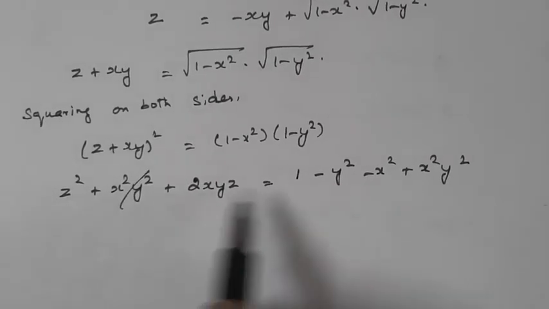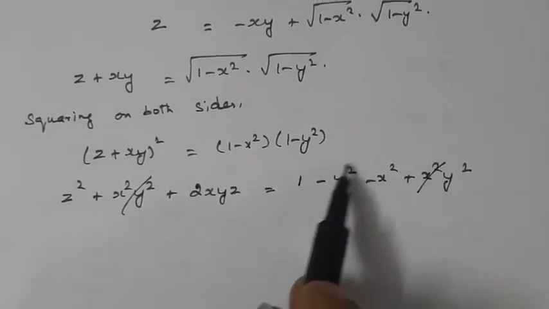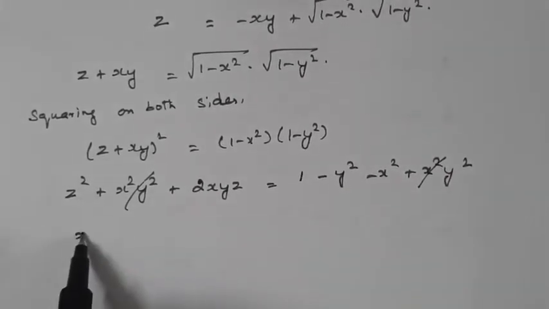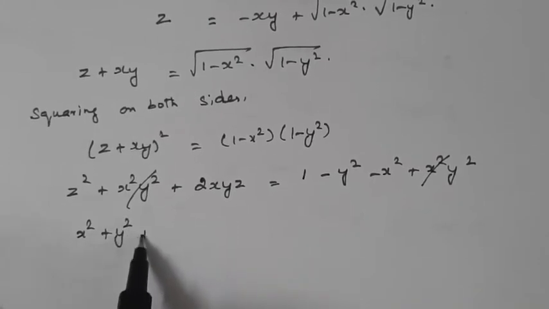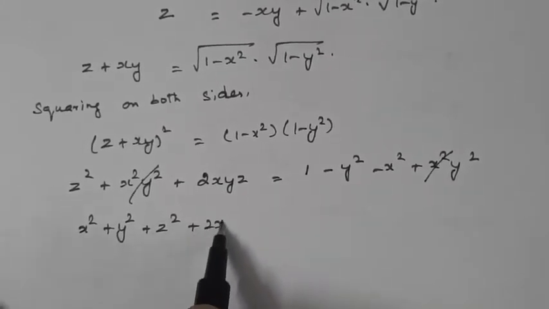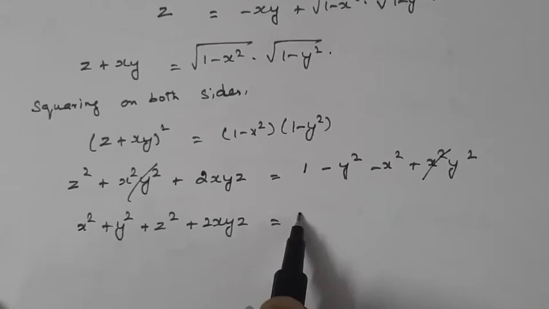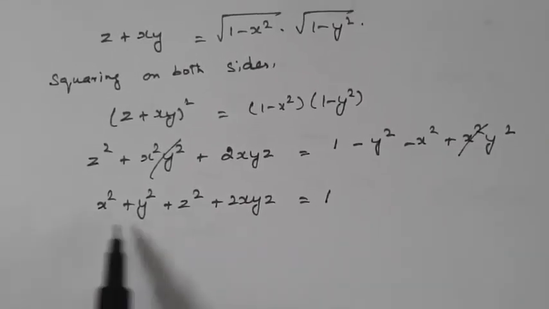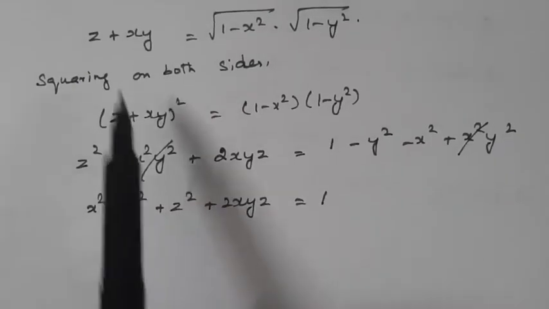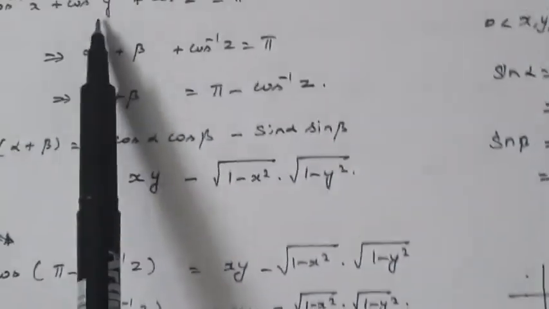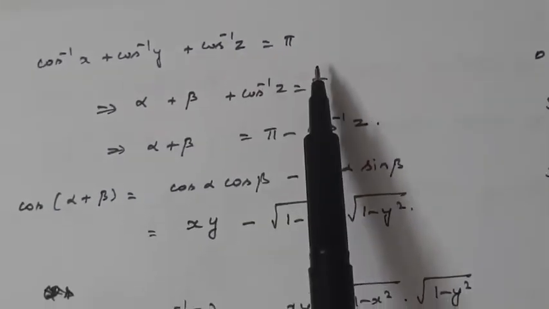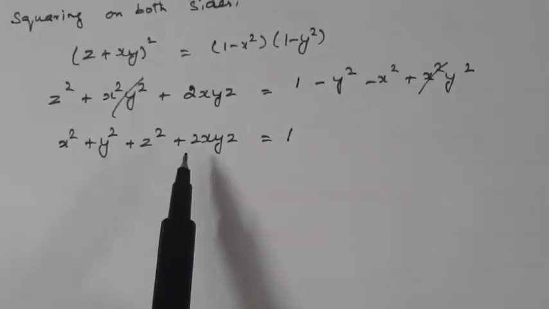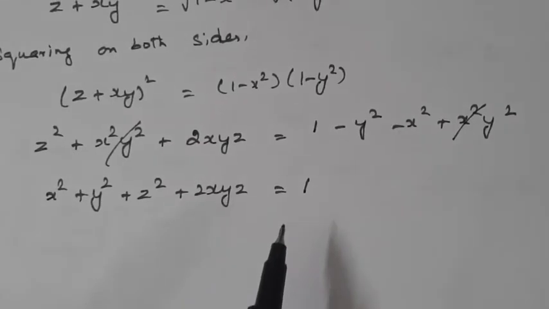Okay. So these two terms get cancelled. Then moving the negative terms to this side, we have x squared plus y squared plus z squared plus 2xyz is equal to 1. So this is the one we have to prove. We have proved the result by taking the condition cos inverse of x plus cos inverse of y plus cos inverse of z is equal to pi. We have proved x squared plus y squared plus z squared plus 2xyz is equal to 1.